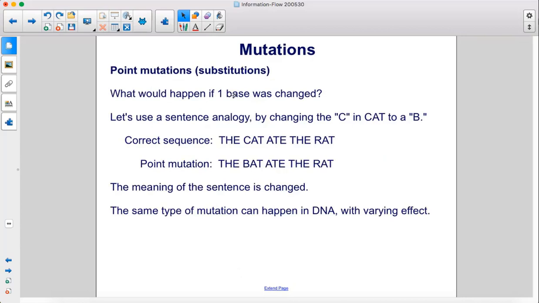Point mutations, or substitutions. What would happen if one base was changed? Let's use a sentence analogy by changing the C in cat to a B. The correct sequence is the cat ate the rat. A point mutation might look like the bat ate the rat. The meaning of the sentence is changed. The same type of mutation can happen in DNA with varying effect.